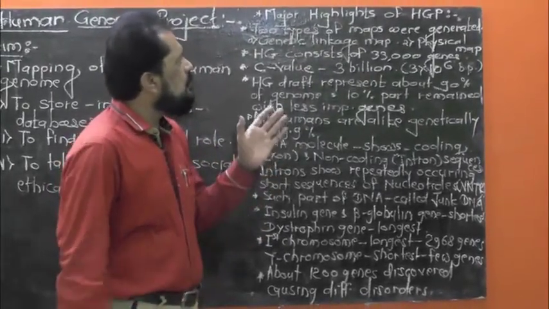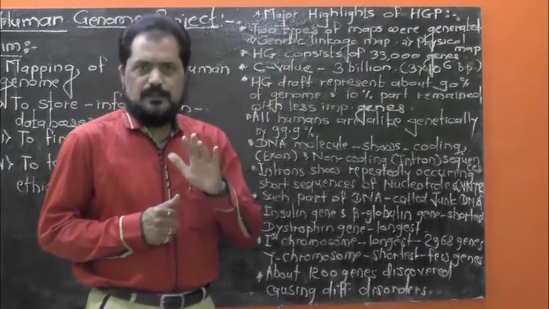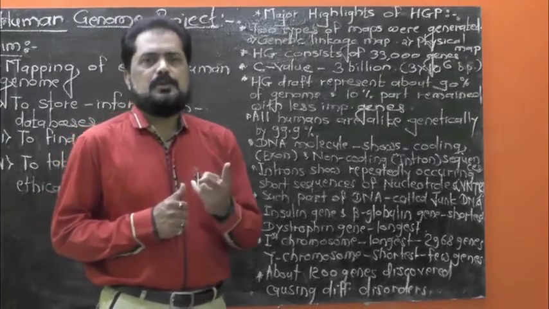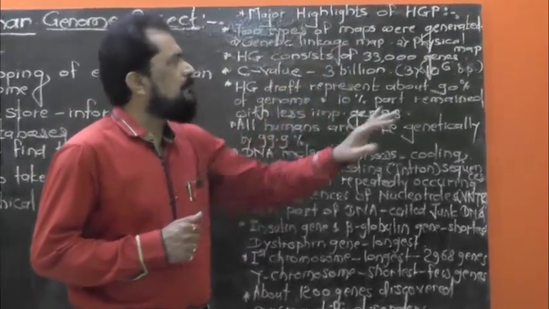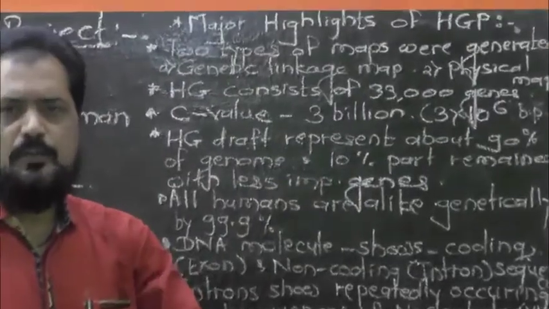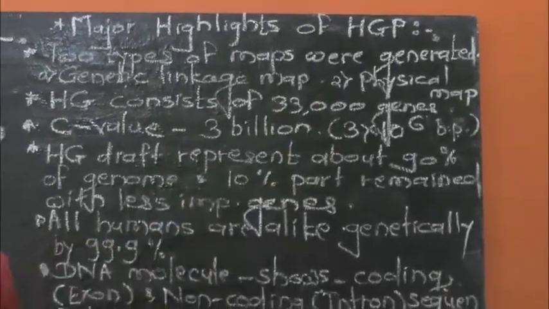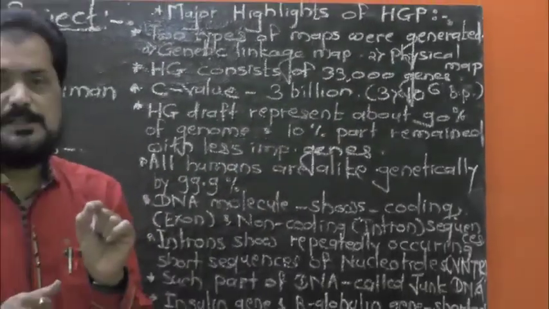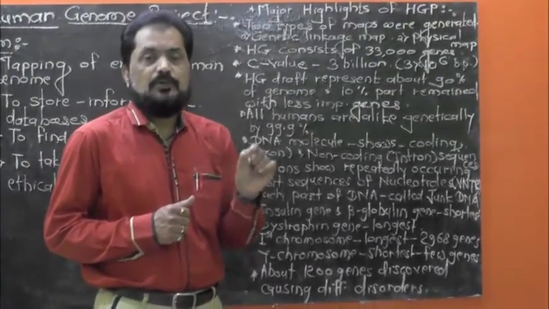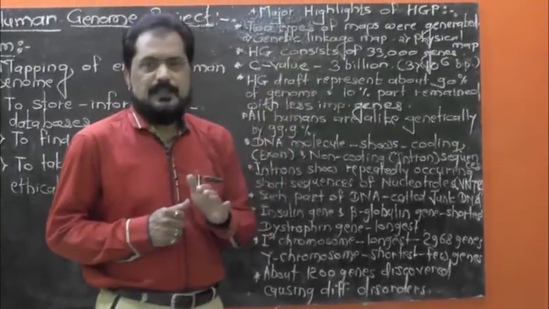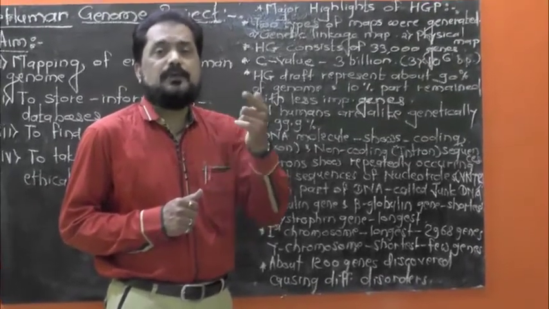First, during the Human Genome Project, two types of maps were generated, such as the genetic linkage map and the physical map. Now, here we don't have to discuss in detail what they mean, but the physical map refers to the mapping, that is to find out the actual locus of genes on the chromosome, and the linkage map describes the position of different linkage groups on different chromosomes.